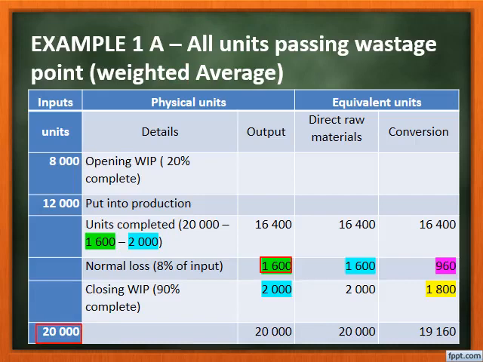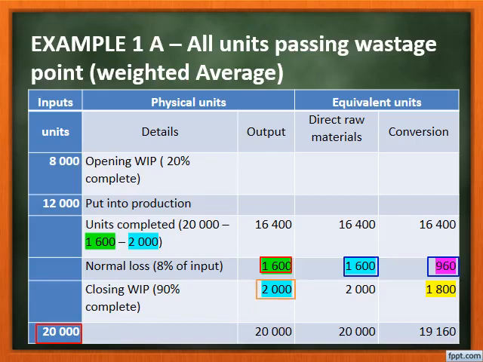The 1,600 in direct raw materials are issued at the beginning of the process. Therefore, all the normal loss units will have had direct raw materials allocated to them. The 960. This is because the normal loss occurred at the 60% point. The normal loss units will only be 60% converted. Hence, the related equivalent units equals 1,600 times 60%. That gives you the 960.